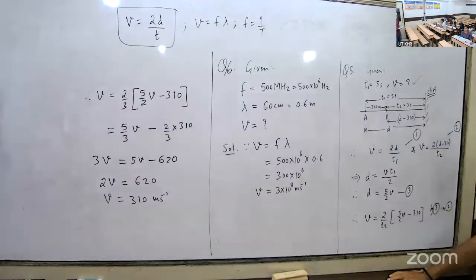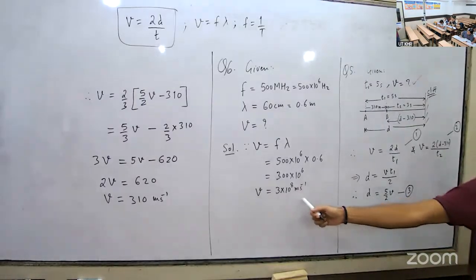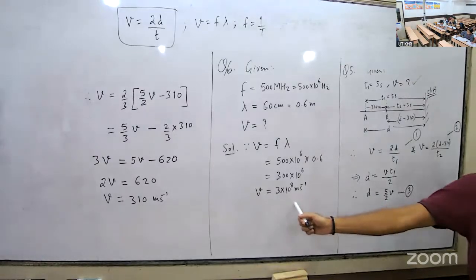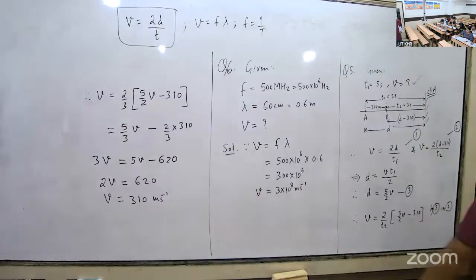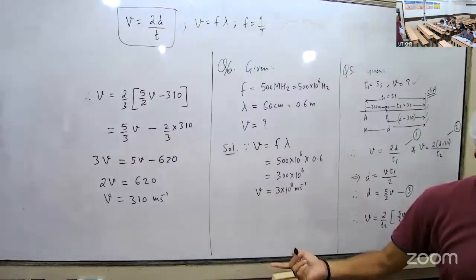Now, what is the last part of the question? Name the medium through which it is traveling. What should be the medium now? Where is the speed of electromagnetic wave this value? Vacuum. Air or vacuum. Okay. So since the speed is 3 into 10 raised to 8, the medium is air or vacuum.